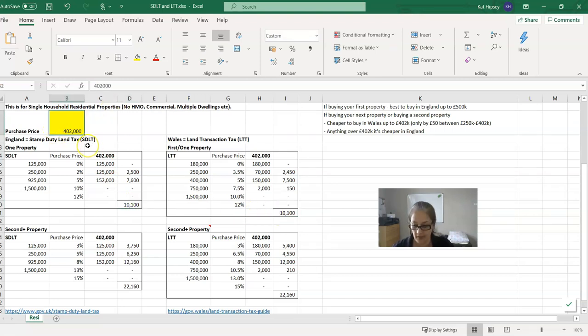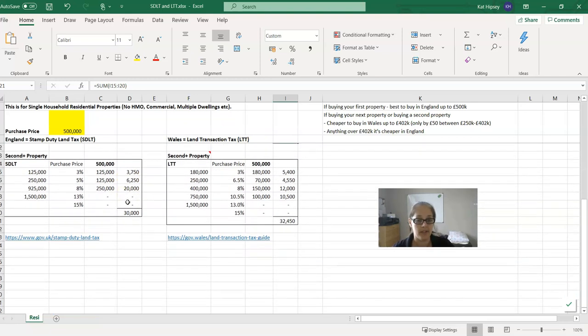As soon as you go over that, let's say you're doing the 500,000 like we did before, in England you'd only spend 15,000 on stamp duty, whereas in Wales, for exactly the same purchase, it would cost you 17,450. That's an extra £2,500 that you could be spending on doing up the house, moving costs, etc. So it is worth knowing the differences between these.